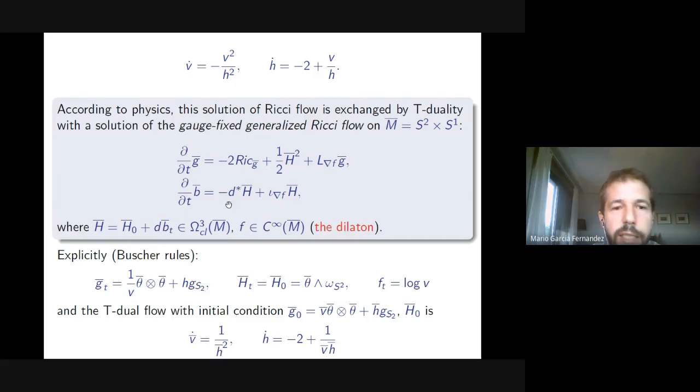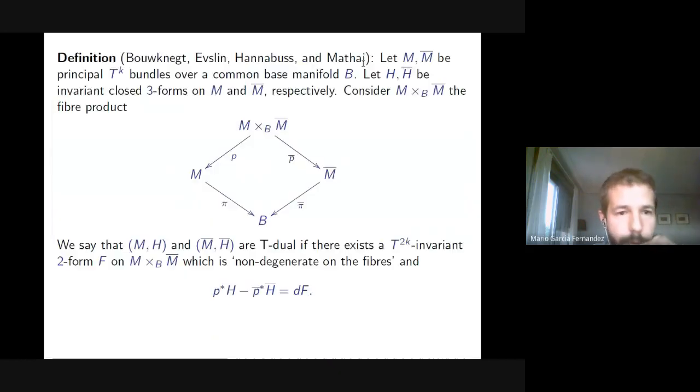And then you can write down what is this gauge fixed generalized Ricci flow on S² × S¹ with this ansatz, and you end up with this system of ODE. Observe that this is just the same thing I had before, changing B bar by 1/B. Okay, so can we explain this? Can we give an explanation of why this is true? This just told us this is true, but why is it true?